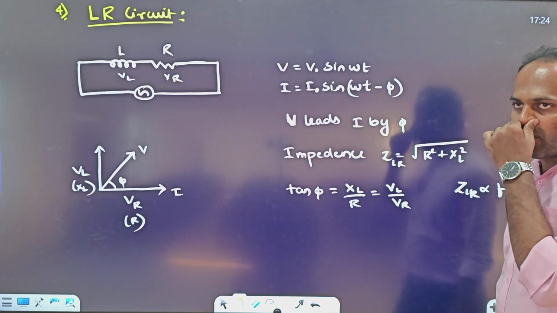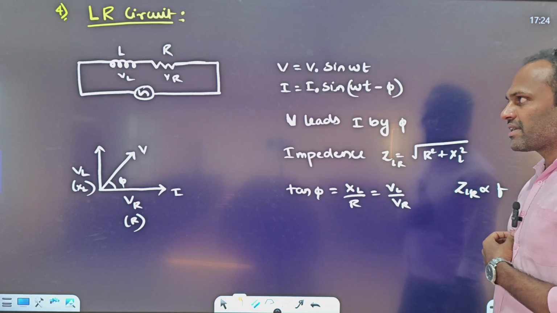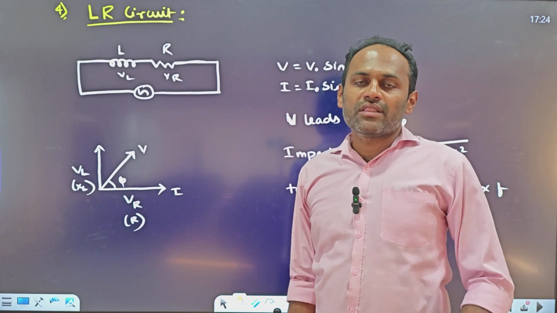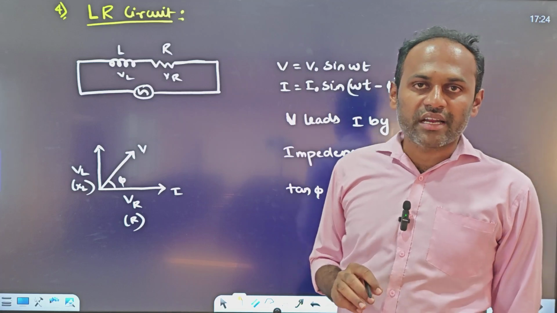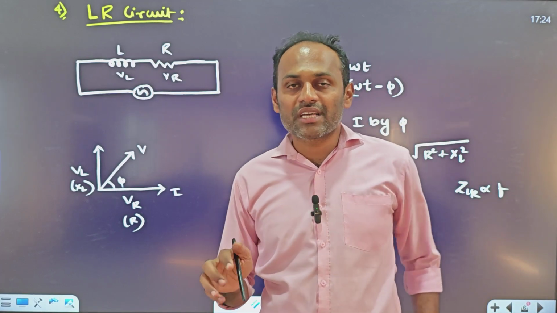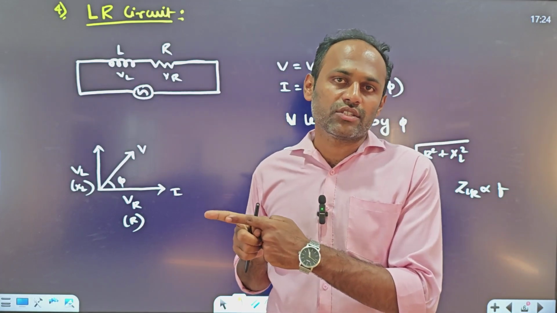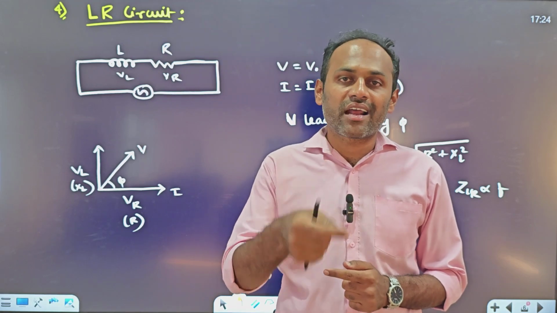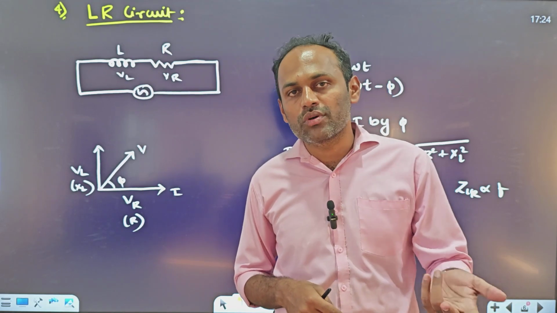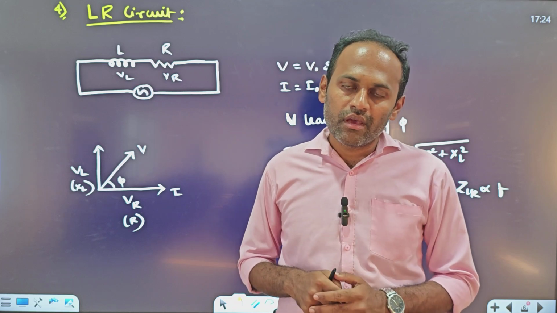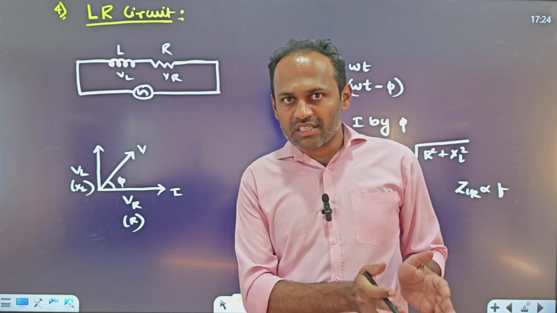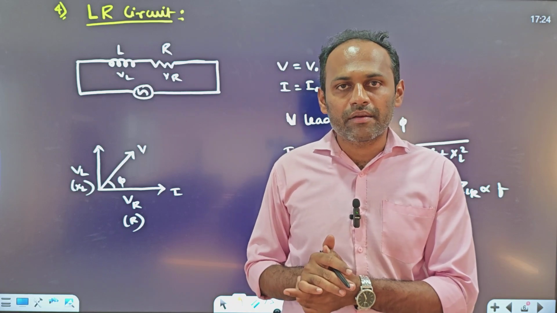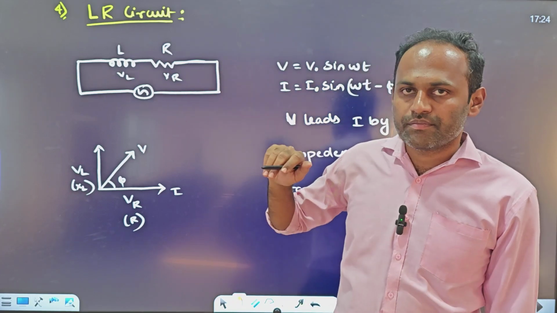Next, we'll go for combinations of two elements: LR circuit, CR circuit, LC circuit. See, LR circuit. Remember one thing, in a pure resistor circuit, the phase difference was 0, meaning current and voltage were in the same direction. In a pure inductor circuit, voltage leads current by pi by 2, that is, voltage goes ahead and current stays behind by 90 degrees. So the phase difference in a resistor circuit is 0, and in an inductor circuit it is pi by 2, that is, 90 degrees.